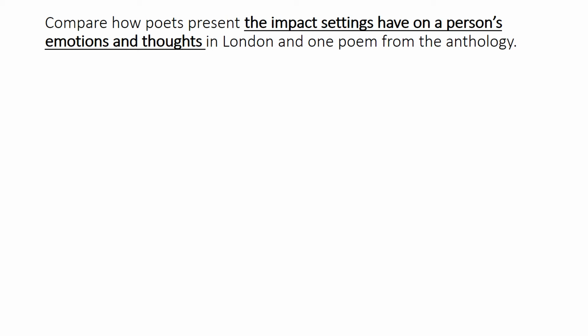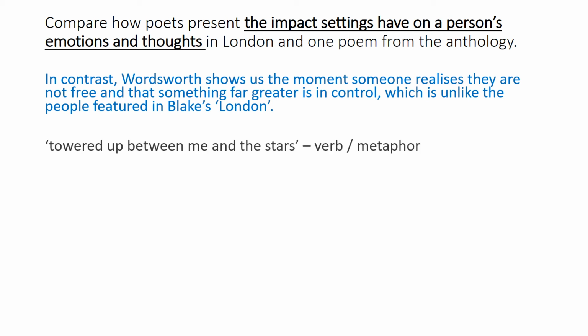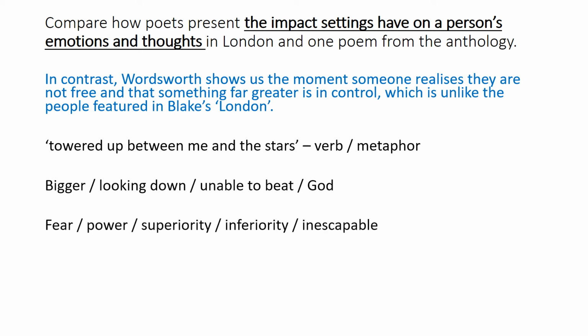Now remember, we're comparing poems. So for this, we need to be thinking about comparing the different poems. So previous video, we talked about Wordsworth showing us the moment that someone realises they're not free and that something far greater is in control, which we said was very different to how people featured in Blake's London. And we used the example of "towered up between me and the stars", the verb and metaphor, and we looked and we said that's what the ideas are and what we can feel from it, and we made another connection. And then we can take that further.